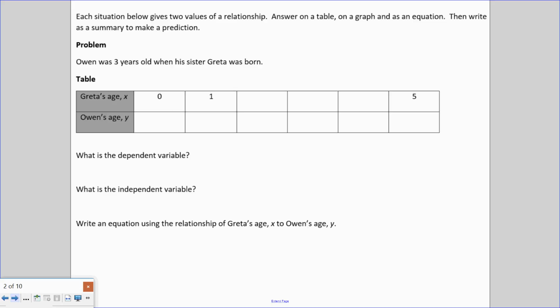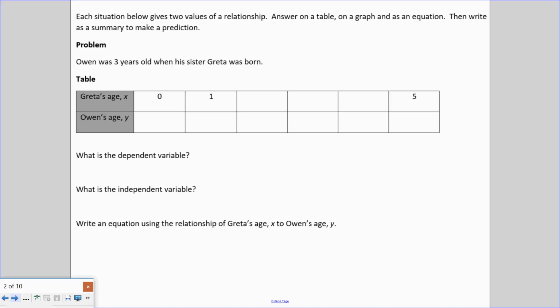So now we're going to do real world situations where you will have to create a table, a graph, and find the equation using the relationship. Which side is dependent, independent. So each situation below gives 2 values of a relationship. Answer on a table, on a graph, and as an equation. Then write a summary to make a prediction.